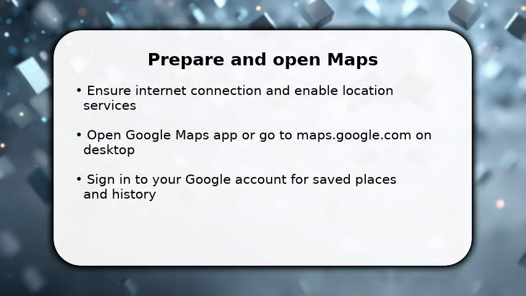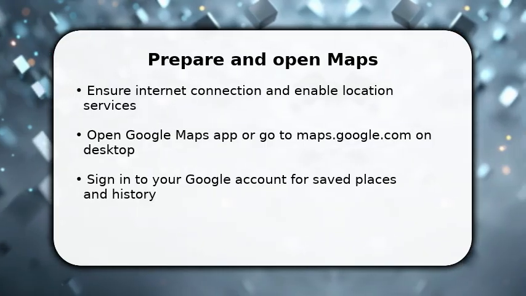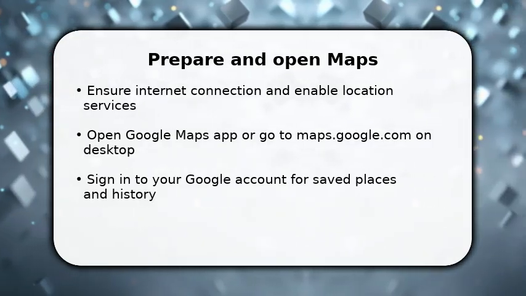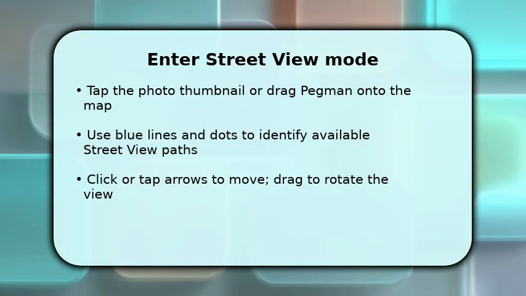Now type an address, place name, or drag the map to the area you want. This first action puts you exactly where Street View can be launched from, so zoom in until individual streets are visible. Next, access Street View directly.